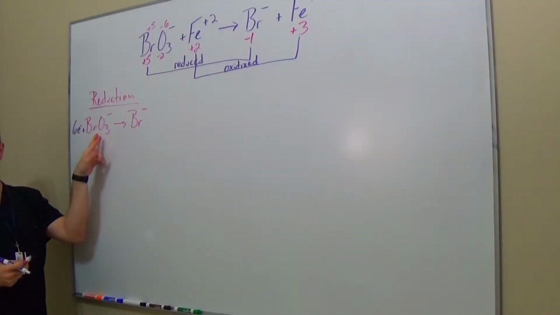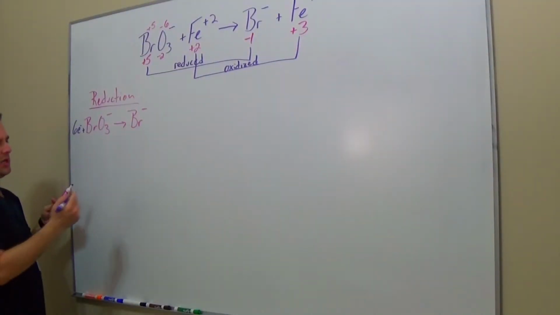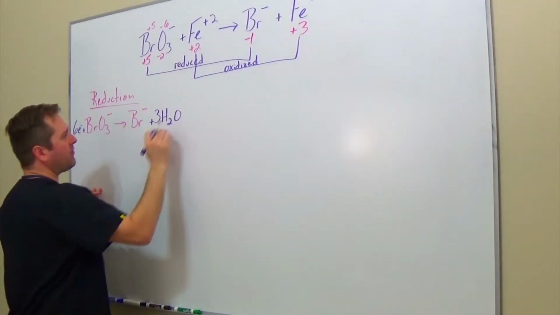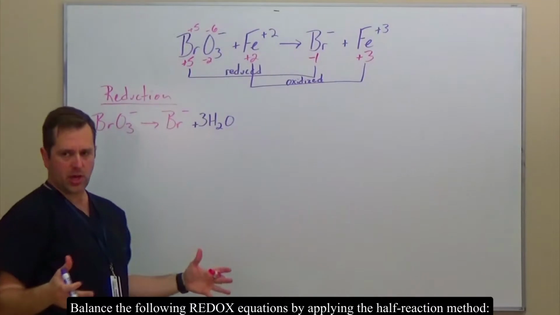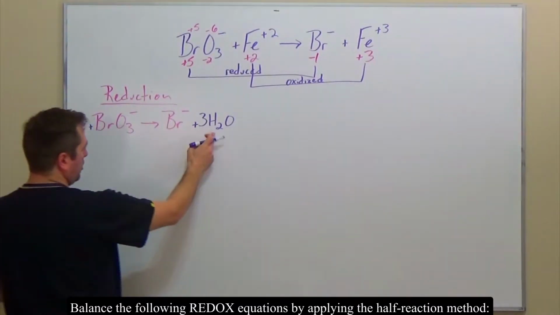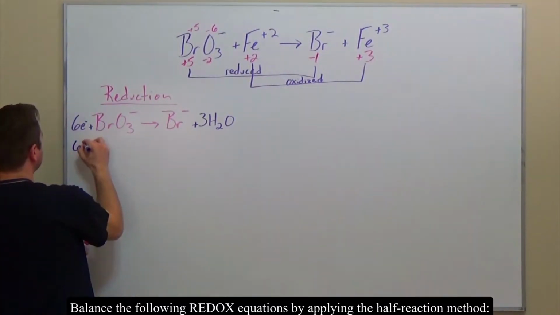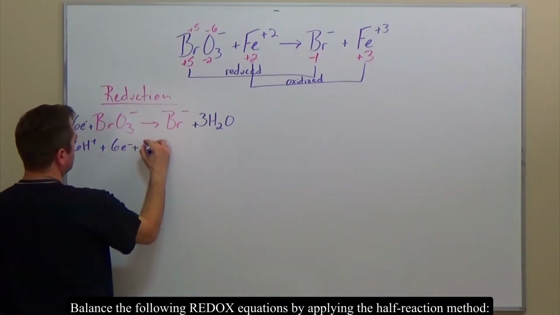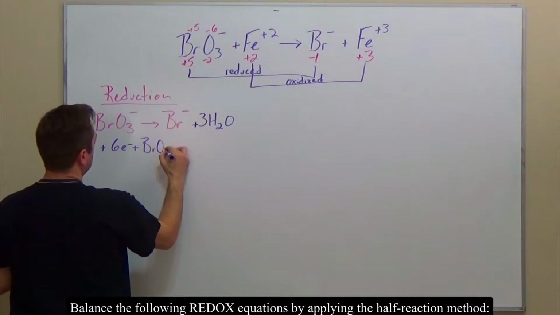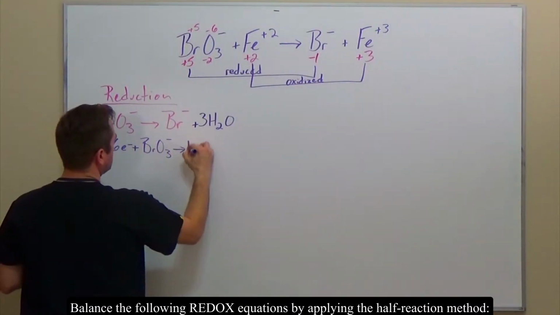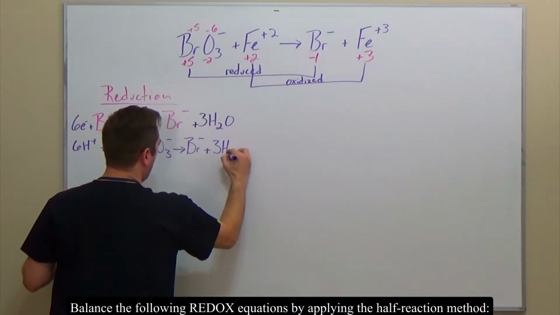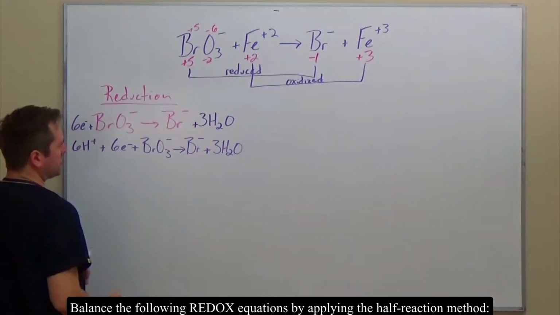Now focus on the oxygens. 3 oxygens, so we need to add 3 waters. But now we've added hydrogens to the situation, and actually it's a total of 6. So we're going to say 6 hydrogen ions plus 6 electrons plus the bromate ion yields the bromide ion plus 3 waters. Okay? That half reaction is done.